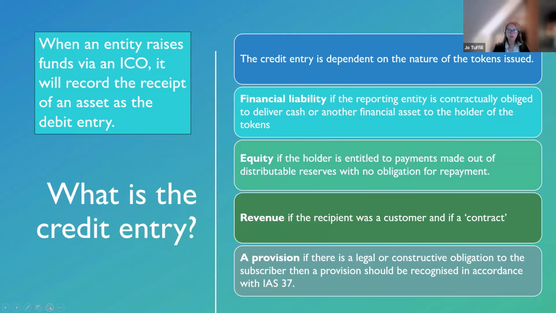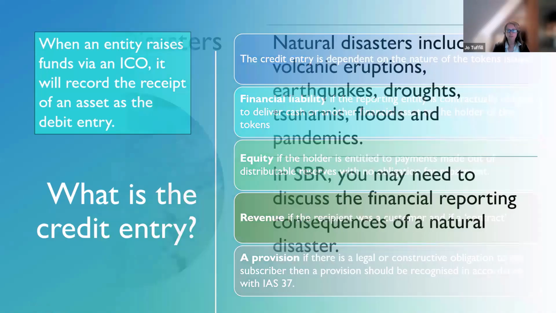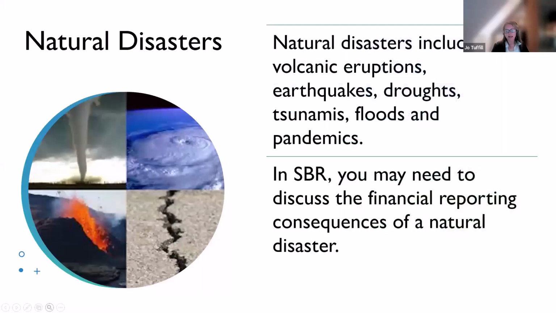So again, that's a topical thing. The other topical area is natural disasters. And these include things like volcanic eruptions, earthquakes, droughts, tsunamis, floods, and pandemics. The pandemic being the COVID thing. So there has been a flavour of questions about this because it has impacted quite dramatically on entities all over the world. So in SBR, they've decided for you to discuss what the financial reporting consequences are of a natural disaster. And so let's have a look at that.